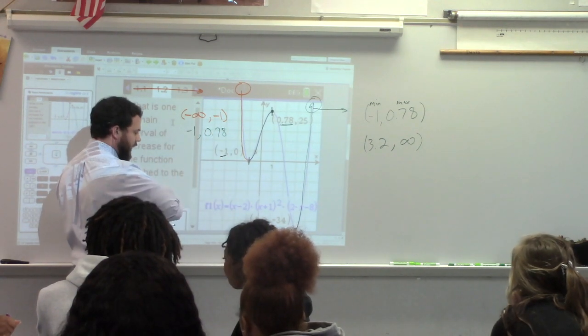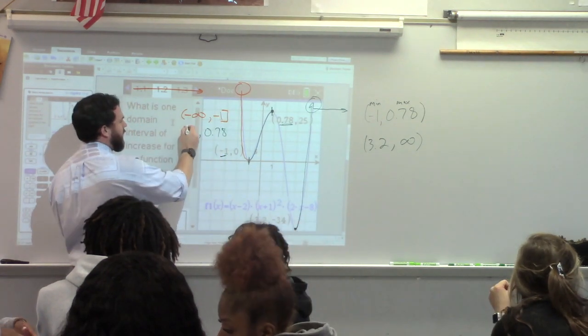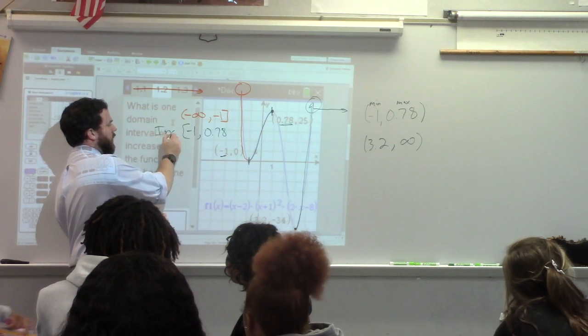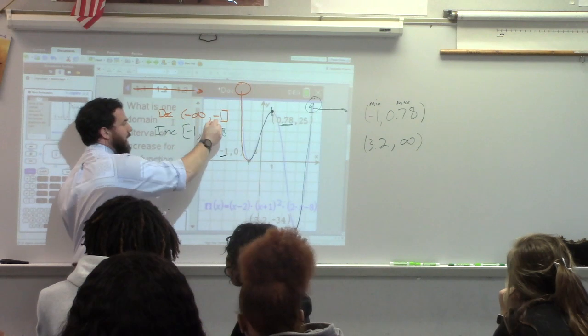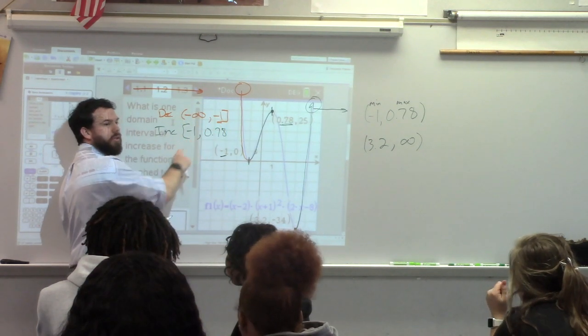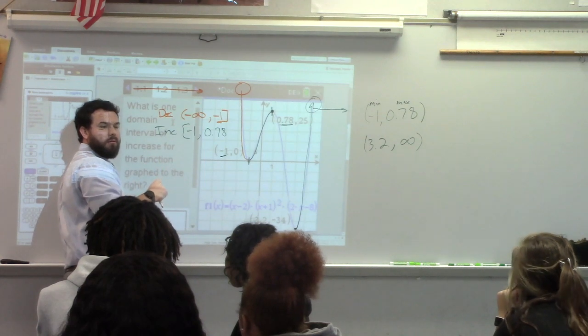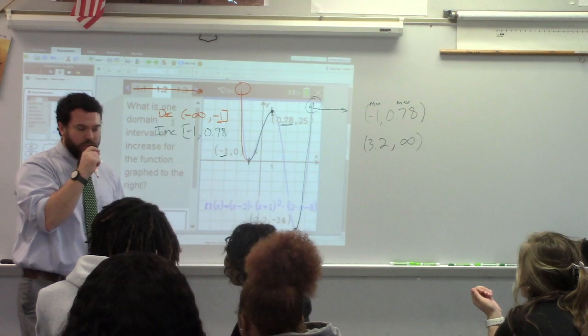If I put a bracket here and a bracket here, what I'm saying is that it is decreasing at -1 and it's increasing at -1. Can it increase and decrease at the same point? No. So we can't use those brackets.